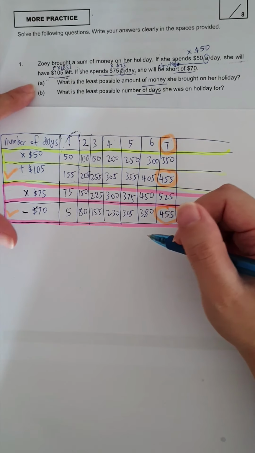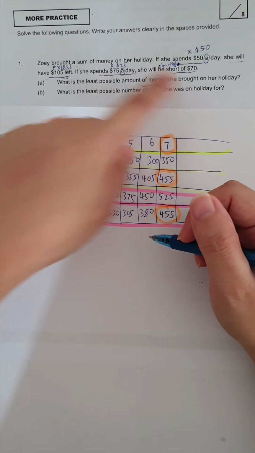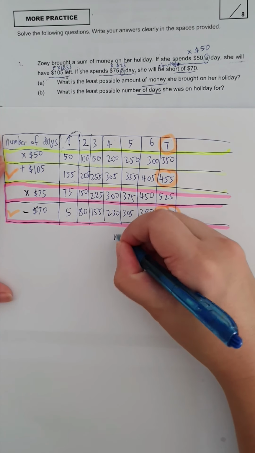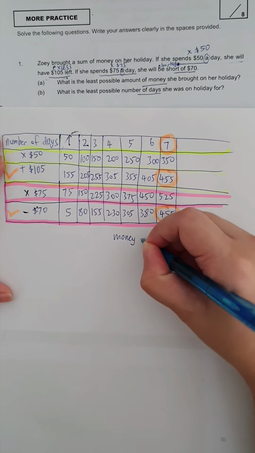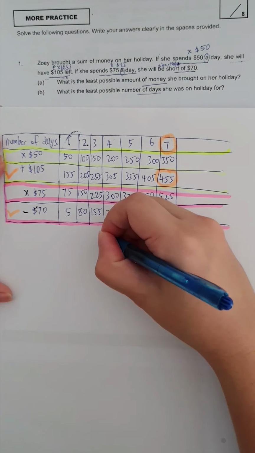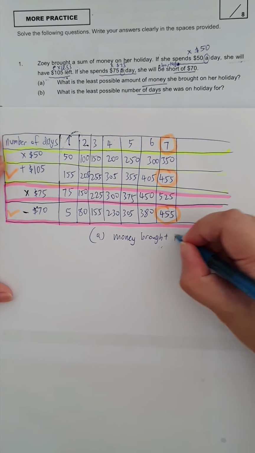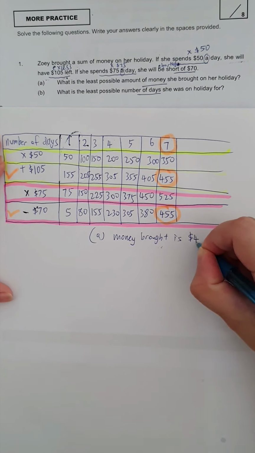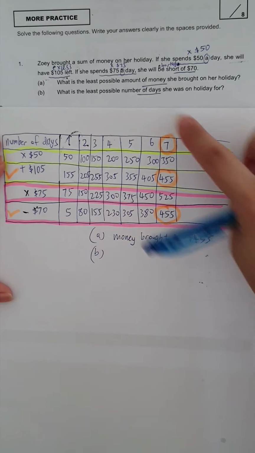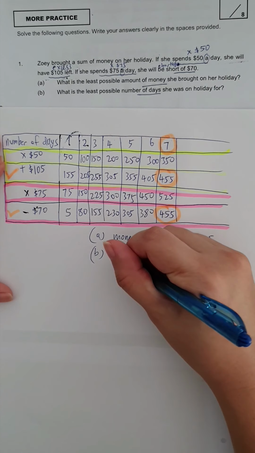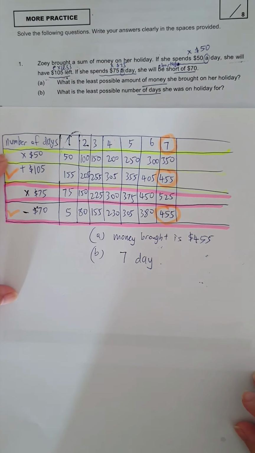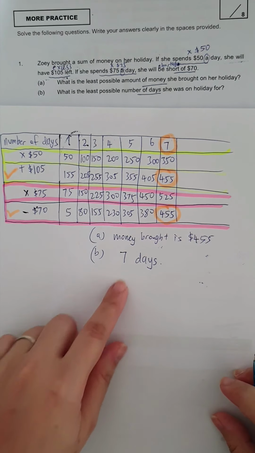So the answer for A, what is the least possible amount of money? It will be 455. So the money that she brought is $455. And if you do B, what is the least possible number of days? It will be a 7-day holiday. That's your answer.